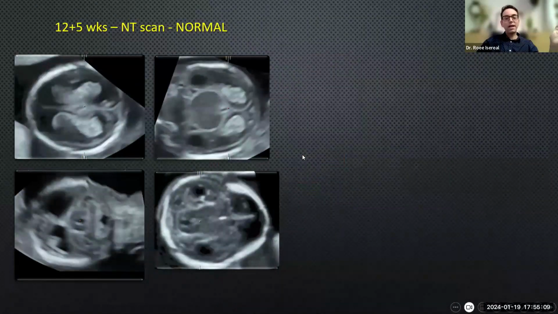Now, let's continue to another station, which is the aqueduct. This is a patient. She's one of our colleagues. She's a pediatrician in our hospital, and she came for a normal routine nuchal scan.